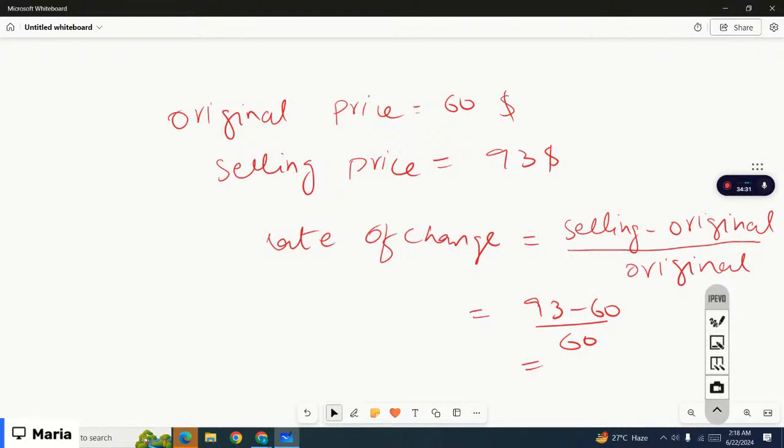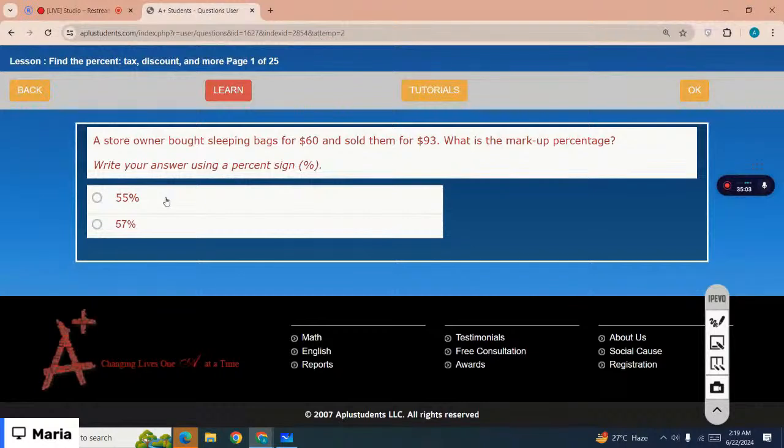That is 33 divided by 60. Multiply by 100, that is 55%. So that means the markup is 55%. The correct option is 55%. Got it? Option number one is the correct option. That means the markup is 55%.